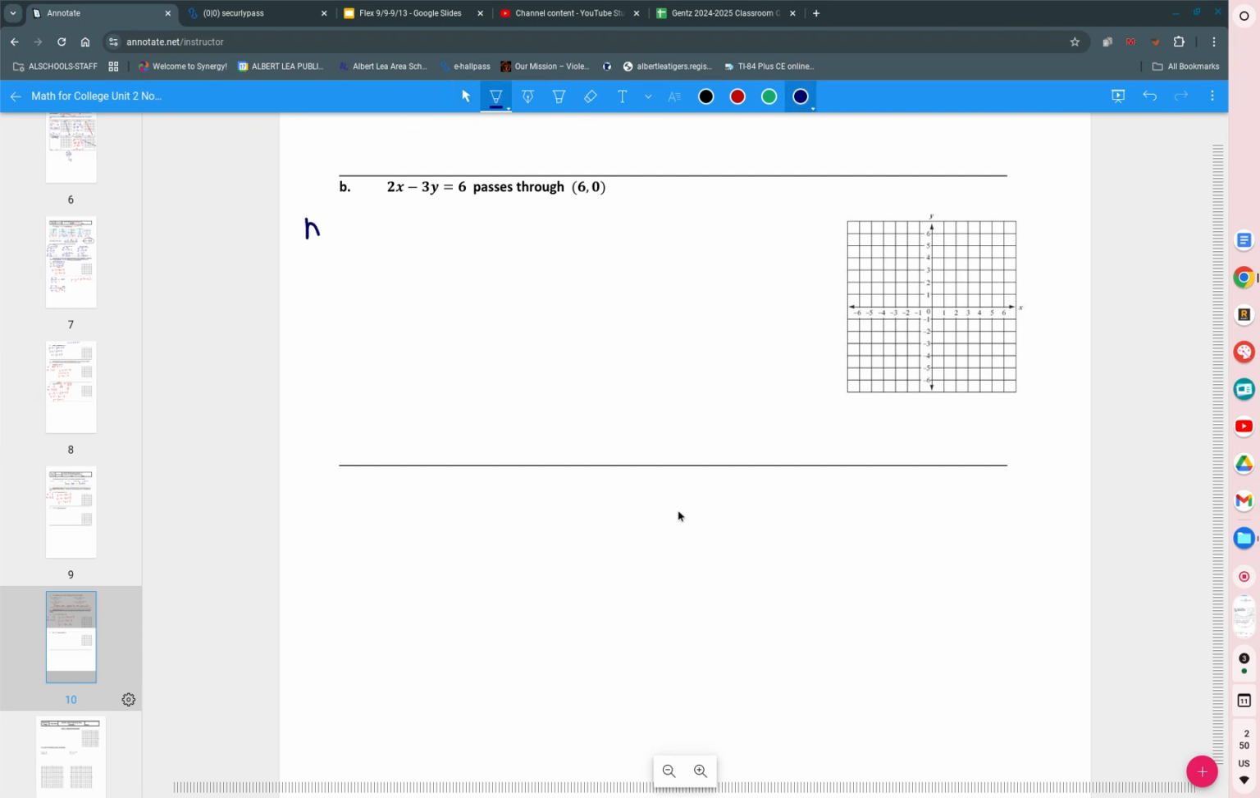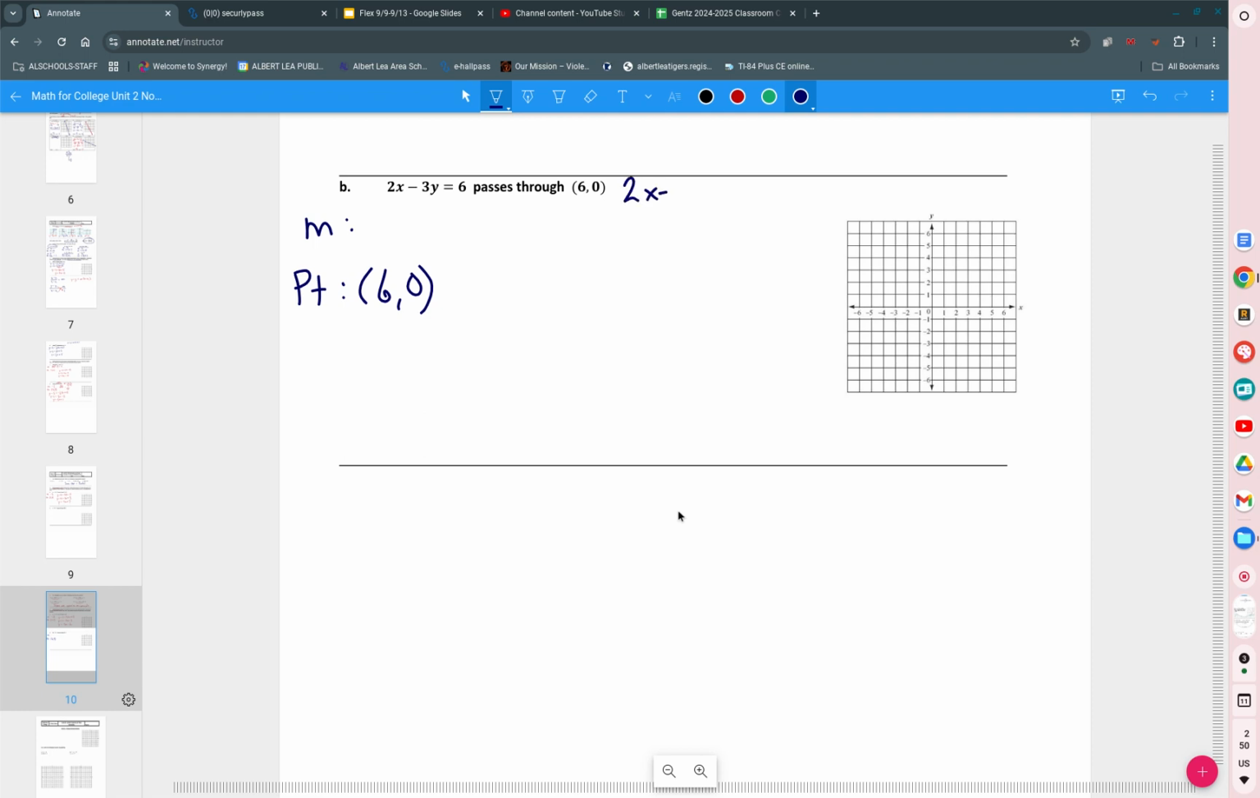Last example, we need slope and we need a point. The point's given to us, it's 6, 0. I can't tell the slope just by looking at this line. So what should I do? Solve for it. Solve for what? Y. Solve for y. When it's written as y equals, then we can tell the slope. So let's go ahead and do that.